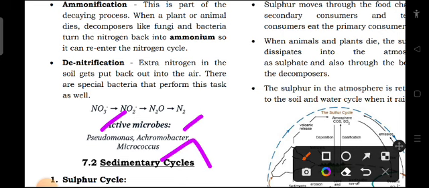So we are done with the gaseous cycle. Next we'll begin with the sedimentary cycle in the next part.